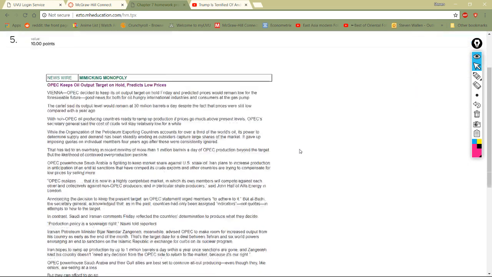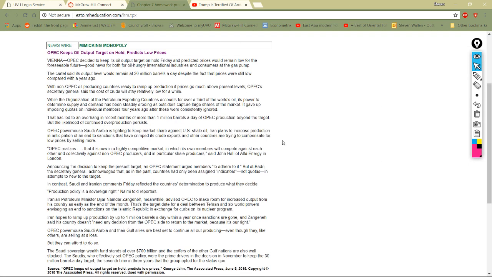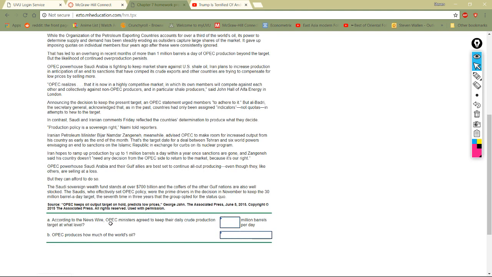OPEC. Okay, this is basically all the Middle Eastern countries that work together, and they have a consortium where they work together, and they basically say, let's all do the same thing and work together to keep things going well for us as oil producers. It's an open cartel is what they call it, so it's not a hidden cartel, and they basically tell everyone in their group what to do. According to the Newsline, OPEC ministers agreed to keep their daily crude production target at what level? It says right here they agreed to keep it at 30 million a day.